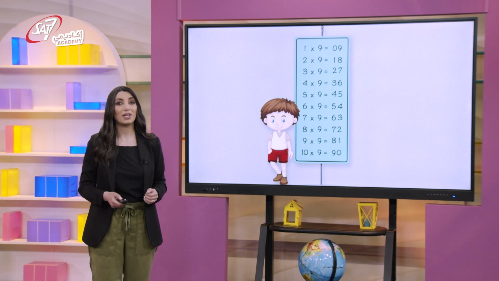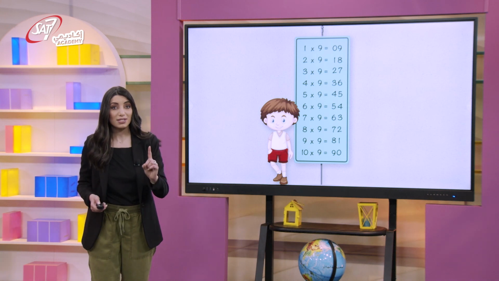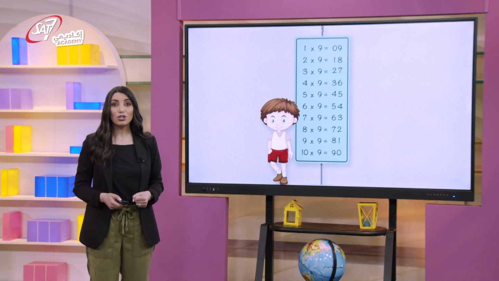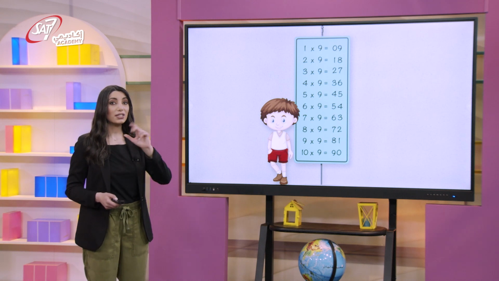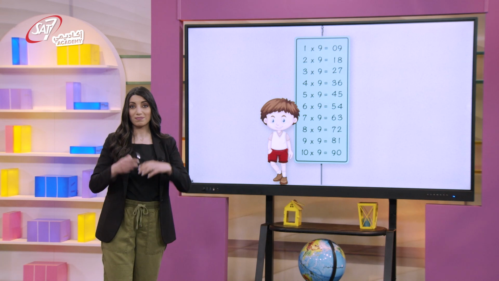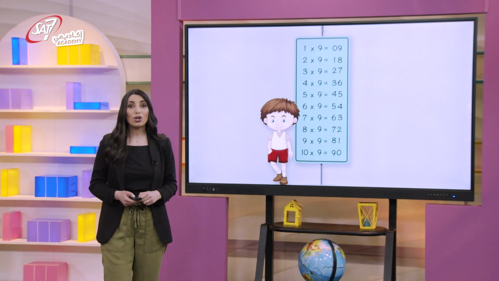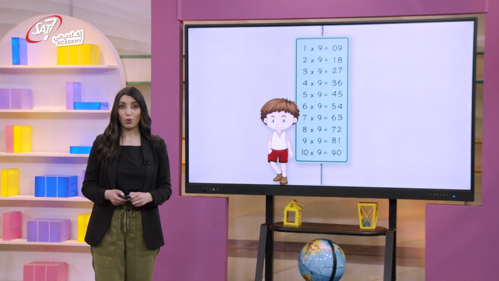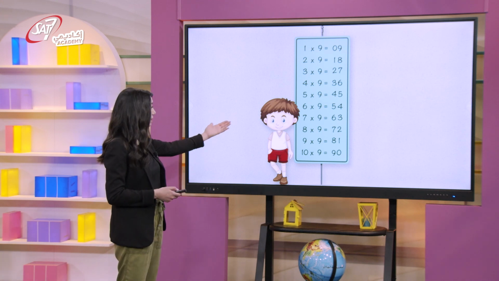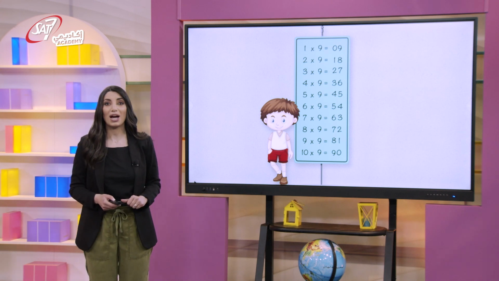So it takes Rami 9 minutes to walk around the volleyball court once. How much time does it take him to walk around the court 3 times? 3 times 9 is 27 minutes, around half an hour. How long does it take him to walk 6 times around the court? 6 times 9 is 54. 54 minutes is almost 1 hour.